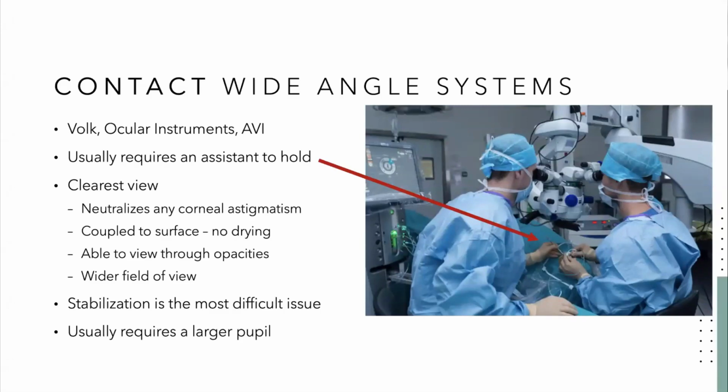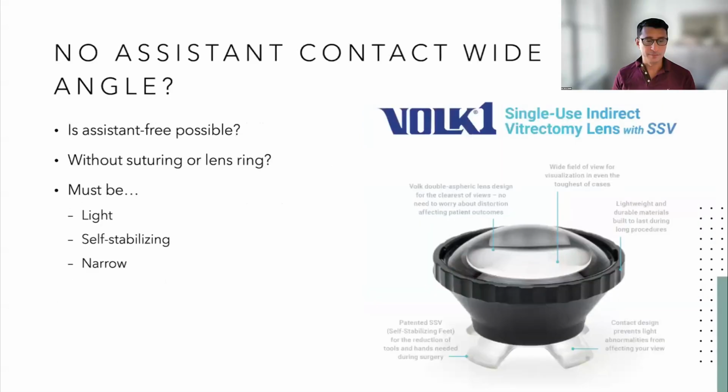Stabilization, as I said, is the most difficult issue. Stabilizing that, in this case with the left hand of the assistant, is hard. It looks like he's floating without even using the wrist rest. And this usually does require a larger pupil to get a good field of view versus non-contact systems, where a lot of times you can shoot through a smaller pupil. Is there such a thing as a contact wide-angle system where you don't have to have an assistant? Because that would be a real breakthrough.